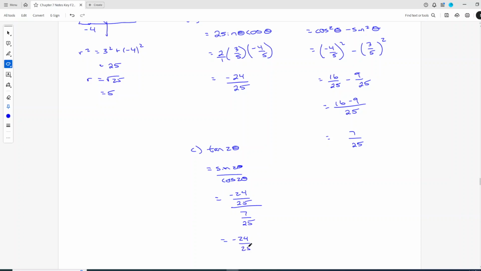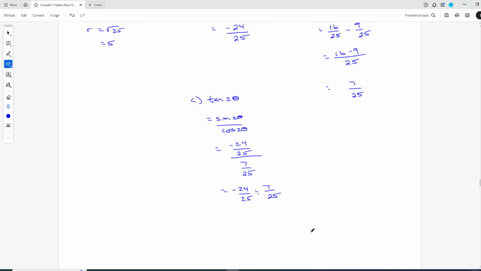-24 over 25 divided by 7 over 25 would give me -24 over 25 times 25 over 7. Then I get to simplify, which I always love using a different color. And then multiplying across, it gets me negative 24 over 7. And again, if you don't believe me, feel free to look at your tan 2 theta identity, plug it in there, and do that whole compound fraction mess. This is much easier.